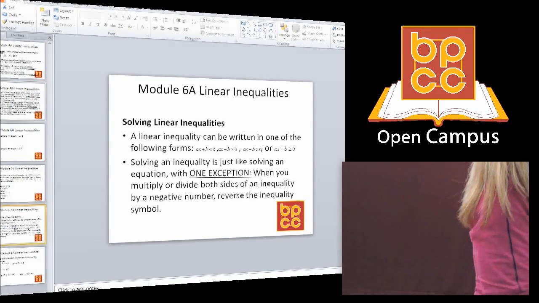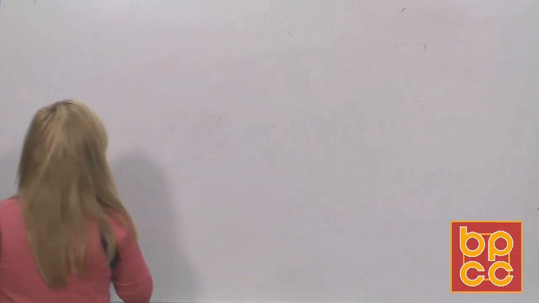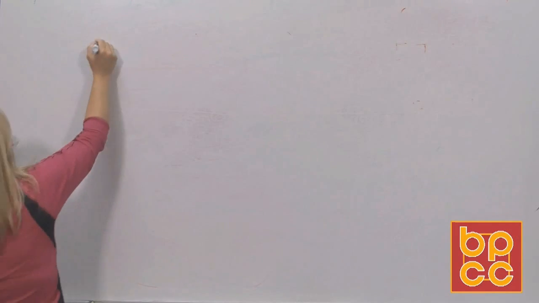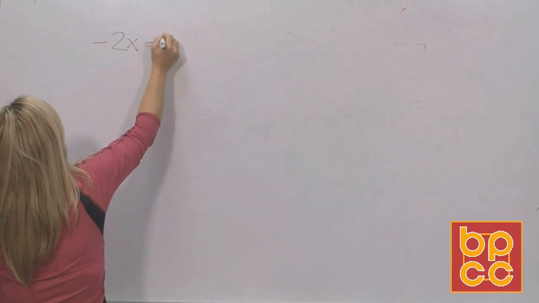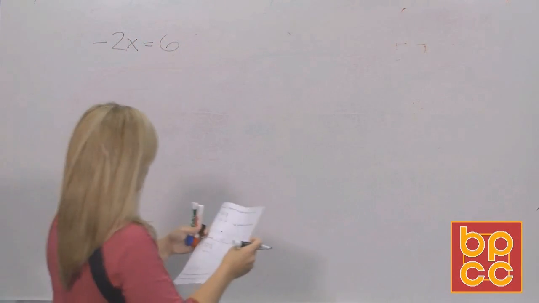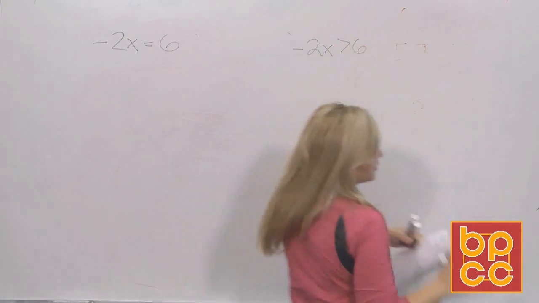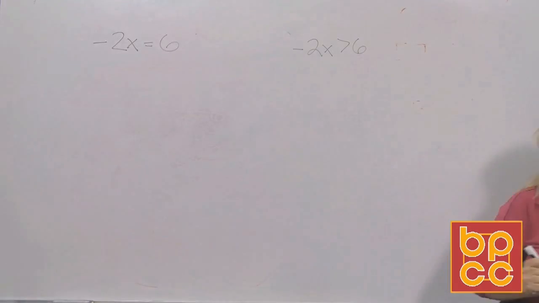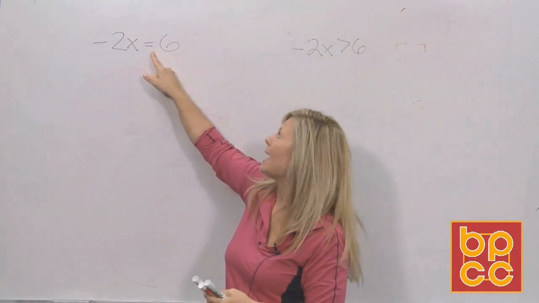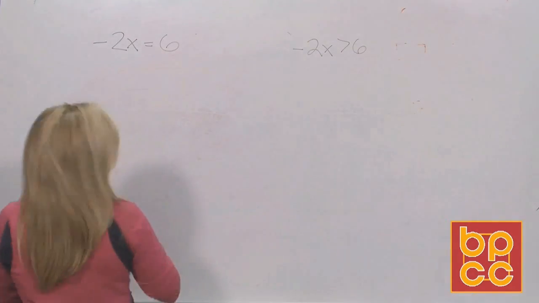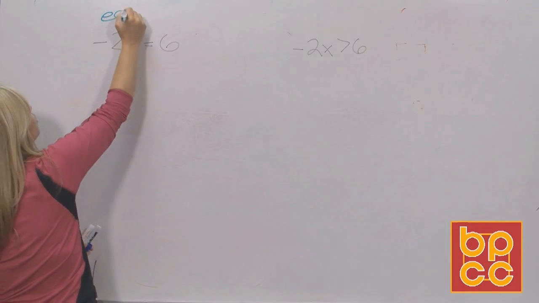Let's go back to the whiteboard. Okay, so let's just see the difference. In your notes, you have negative 2x equals 6, and you have negative 2x is greater than 6. First of all, what do we call this? It has an equal sign, so this is called a what? Very good, it's called an equation.